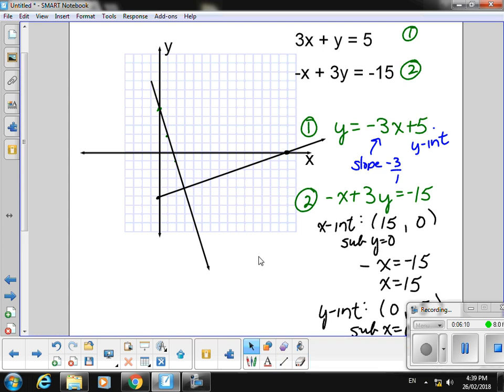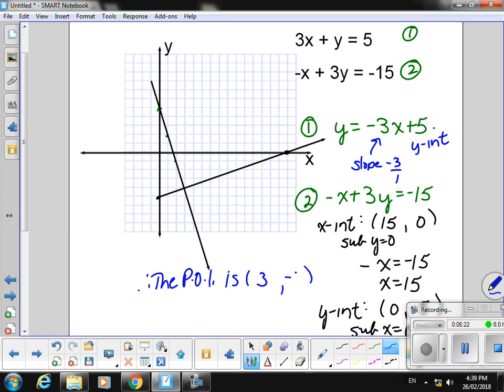So it appears graphically that my point of intersection, and I should write it as a point, is (3, -4). If that's true, and I were to substitute the point (3, -4) into both of the equations, I would find that it works.